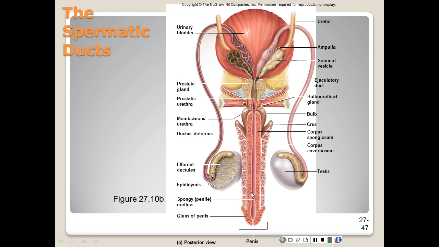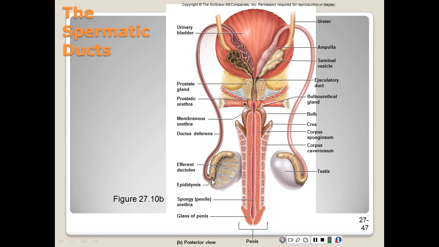So just to backtrack a little bit about the deferens. All right, so here's our testes. Here are the efferent ducts. Remember, there's about 12 of them, and they're going to attach or help with directing the sperm to the epididymis, where things are stored and matured. They're matured and then stored.